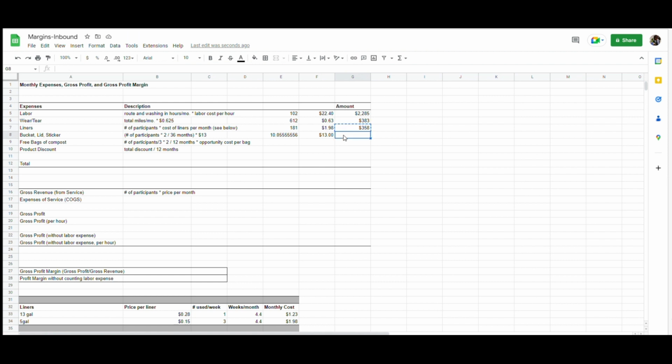Copy, paste. So yeah, that number times the cost of a bucket, lid, and sticker gives me that. So this number here is the total monthly cost to me for replacing bucket, lid, and sticker. Okay, free bags of compost.